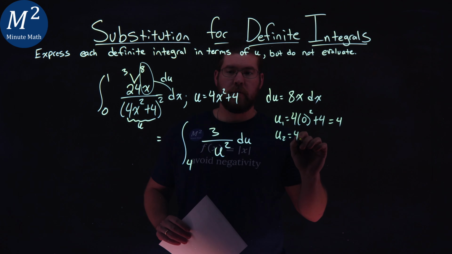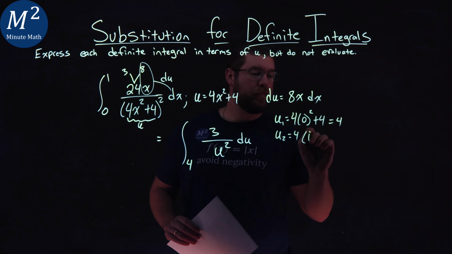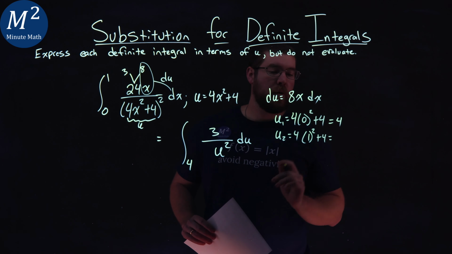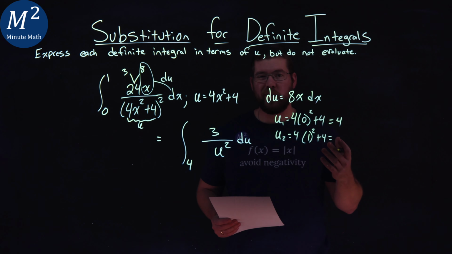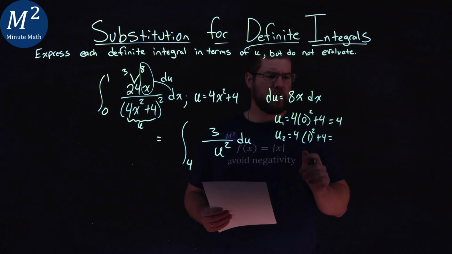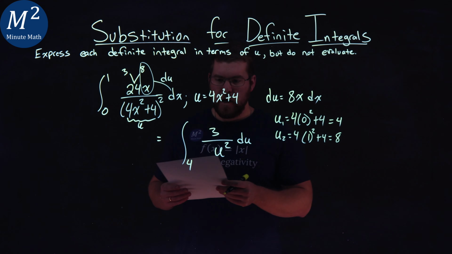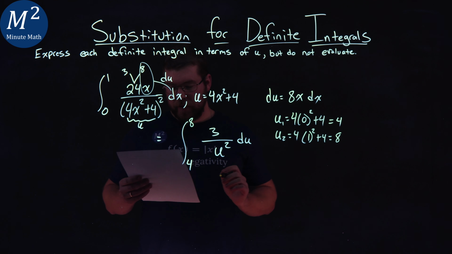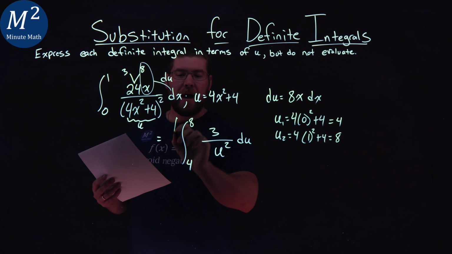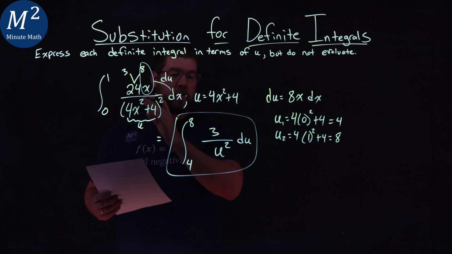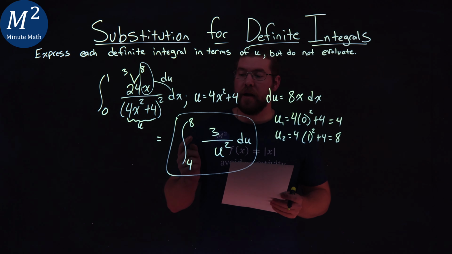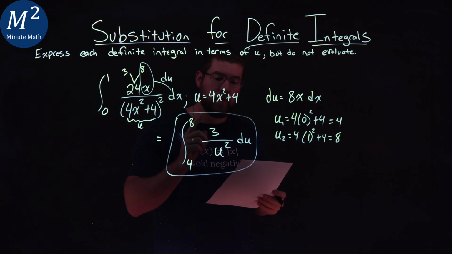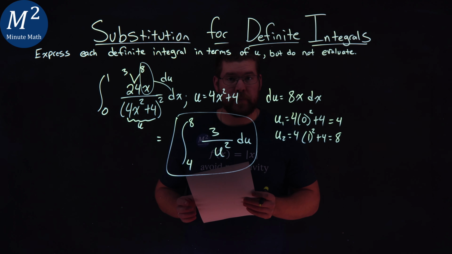u2, same thing. 4 times upper bound 1 squared plus 4. What do we have? We have 4 times, 1 squared is 1, 4 times 1 is 4, plus 4 is an 8. Okay? So we have an upper bound of 8. And there we have it. We have our final answer. Our integral now in terms of u is an integral from 4 to 8 of 3 over u squared du.